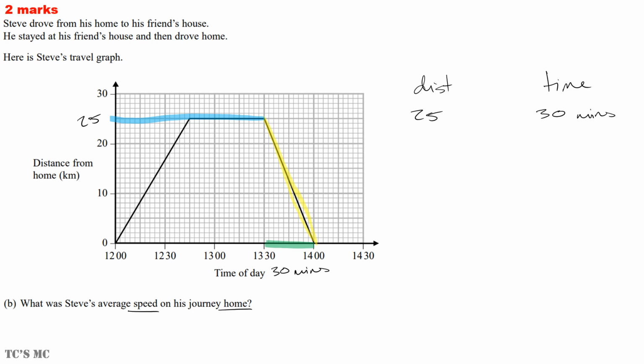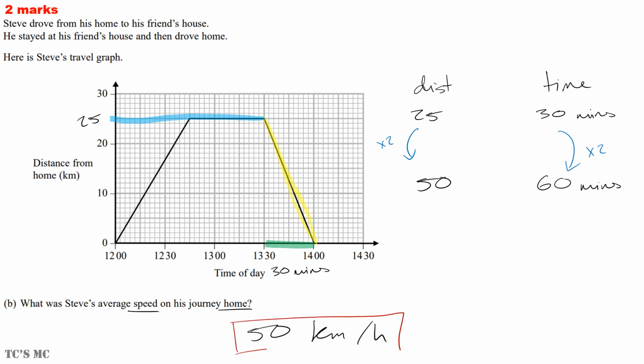For the speed, we need to write that as kilometers per hour. So we need to turn that into 60 minutes. To go from 30 to 60, we need to multiply by 2. Do the same on the other side, and that there so far would get us 1 mark. We end up with 50, so our final answer is 50 kilometers per hour. Remember, a clear method for the first mark, and then 50 kilometers per hour for the second mark.